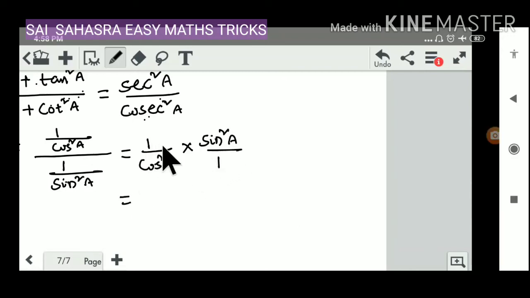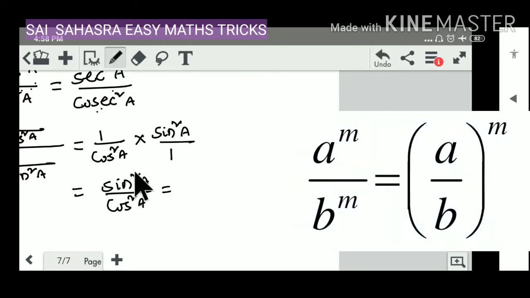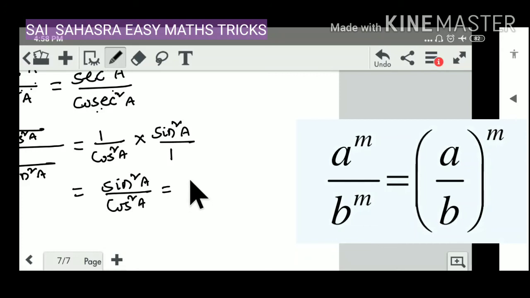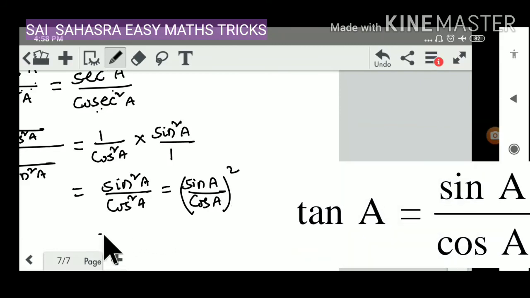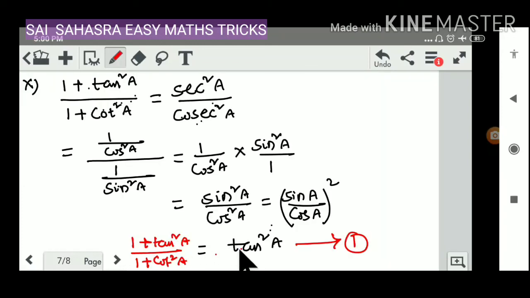From this we can write fraction into fraction, numerator into numerator. 1 into sin square A is sin square A by cos square A. It can be written as sin A by cos A whole square. As per the formula, A power m by B power m is A by B whole power m. Here A value is sin A, B value is cos A, and the common exponent is 2. Sin A by cos A is tan A. So tan A whole square can be written as tan square A. Say this one as first equation.